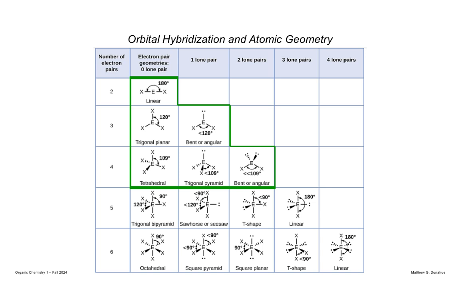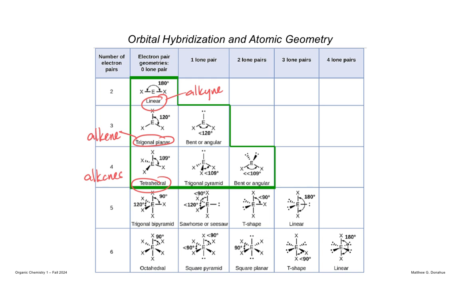So row 2, linear. Those are your alkynes. Trigonal planar. Those are alkenes. And tetrahedral, those are alkanes. So we're really only concerned with bonding types of 2, 3, and 4. 5 and 6, those are other chemistry classes, so inorganic or organometallic chemistry.